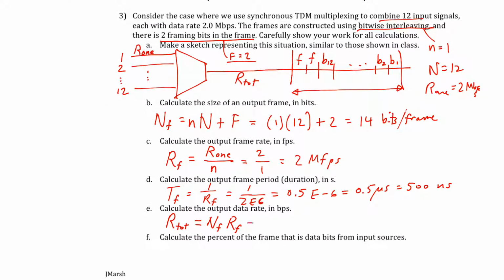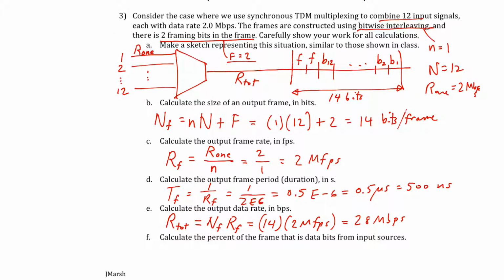And you'll see that I'm using 14 bits instead of the 12 had I not had framing bits. And that's where the extra data rate comes in. So I got 14 times 2 mega frames per second, which is 28 megabits per second. And that's faster than the 24 megabits per second that we would have if we had multiplexed 12 2 megabit per second signals together.